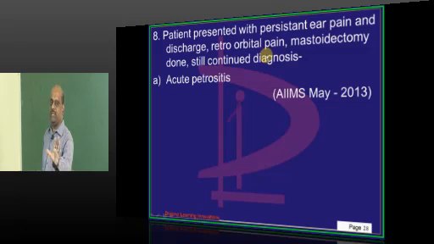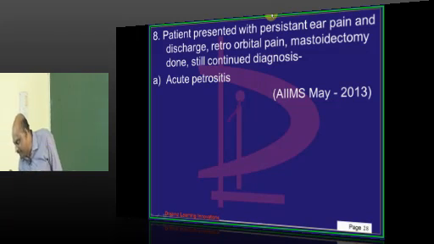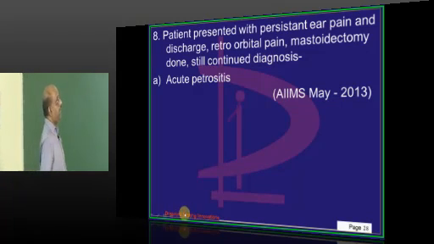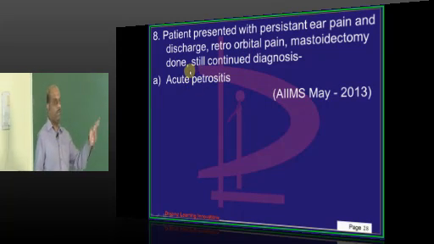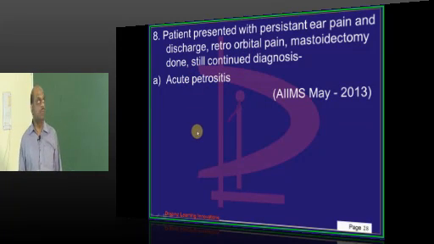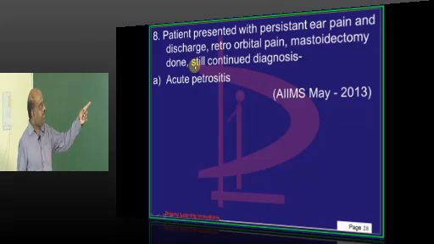Classical question about petrositis, many times asked in the exam. Persistent ear pain, retroorbital pain and mastoidectomy. When a patient presents with this in spite of mastoidectomy, you should think of this complication which is petrositis.